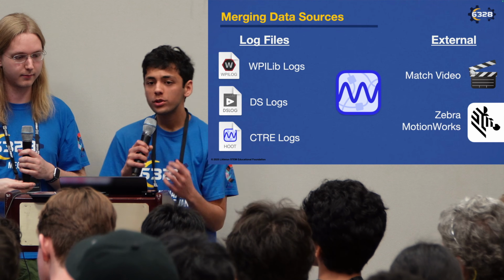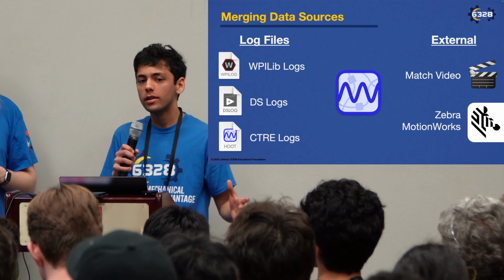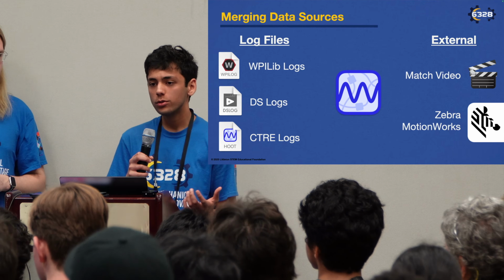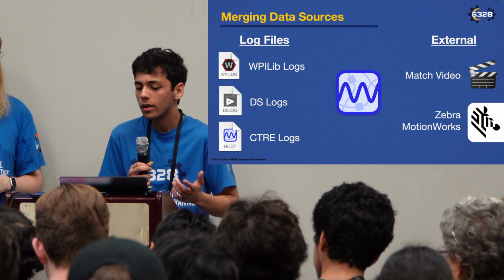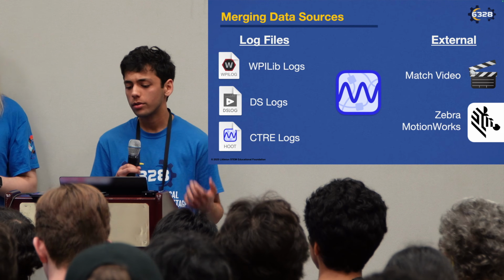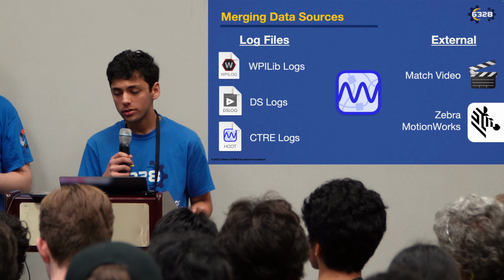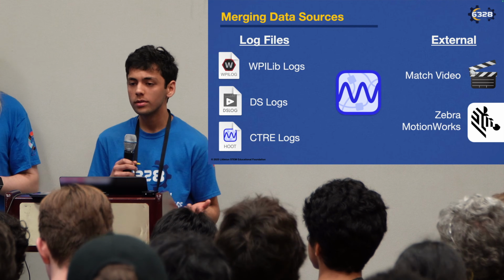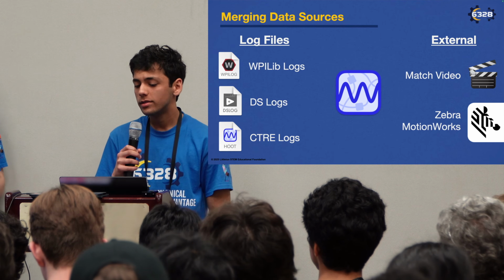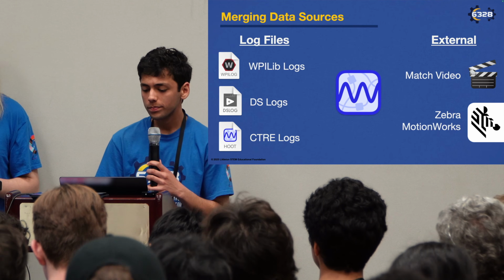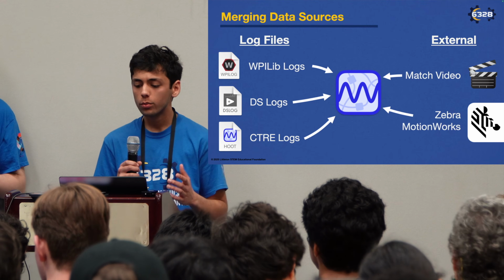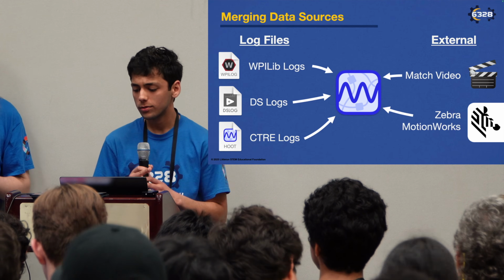We can also talk about merging a bunch of data sources to make sure that we get data from multiple things and we can visualize them all through the app. So there are lots of potential sources of data that we might be interested in merging. For example, you might have log files of different forms from WPILib, from the driver station, from CTRE or another vendor. You might have external data sources such as match videos or Zebra Motion Works to visualize where the robot is on the field. All of these sources need to be loaded and synchronized, and we can do this through AdvantageScope. AdvantageScope can merge all this data through all of these formats automatically without any manual work to synchronize all of the log and all of the videos.